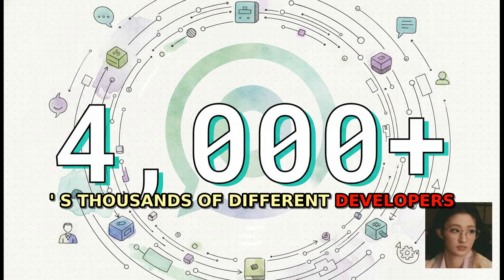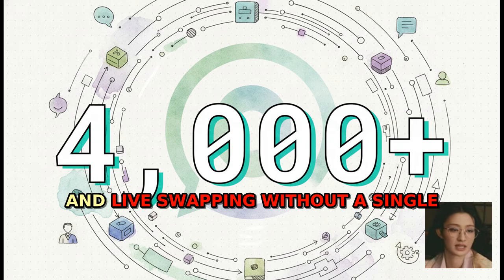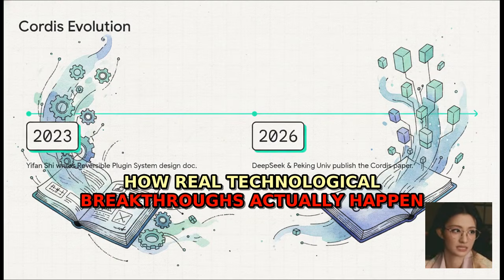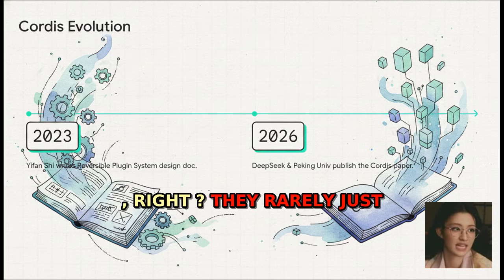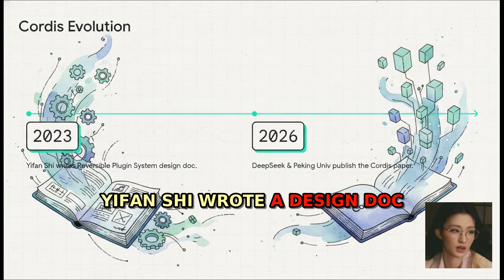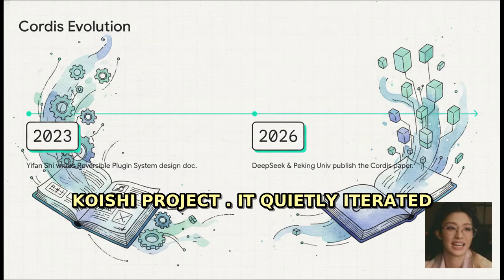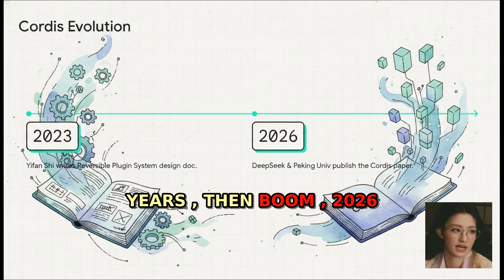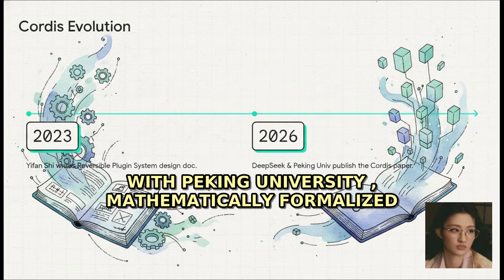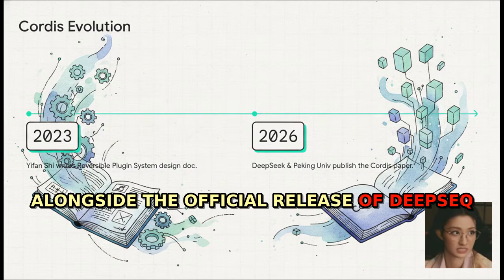That's thousands of different developers writing overlapping, conflicting tools, and the system handled the dependencies and live swapping without a single crash. And this brilliantly illustrates how real technological breakthroughs actually happen, right? They rarely just pop out of nowhere. Back in 2023, a developer named Yifan Shi wrote a design doc called Reversible Plugin System for that Koishi project. It quietly iterated in the open source trenches for years, then, boom, 2026 hits, and DeepSeek, along with Peking University, mathematically formalized the whole thing, dropping this massive 88-page Cortis paper alongside the official release of DeepSeek Harness.